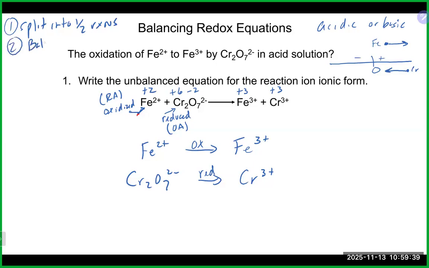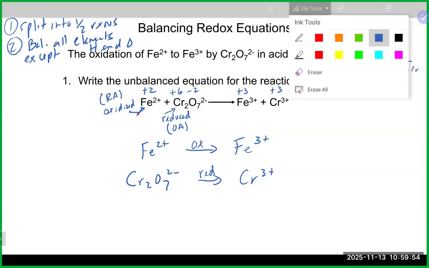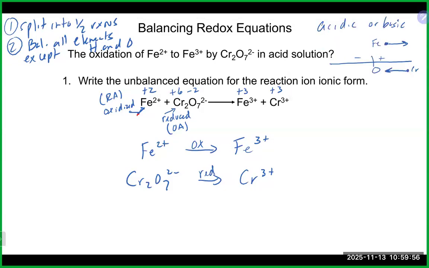Then you want to balance all elements except hydrogen and oxygen. So we're just going to balance all the elements like we're balancing an equation with coefficients. In the case of the first half reaction, there's just one iron on each side. We're good. They have different charges, but there's just one iron. There's two chromiums on the left and only one on the right. So we do need to put a 2 over there on the right-hand side, again, to balance it.